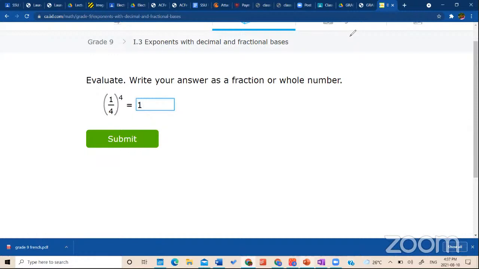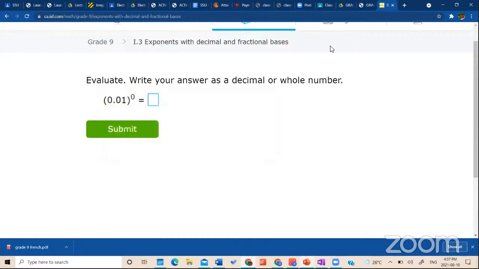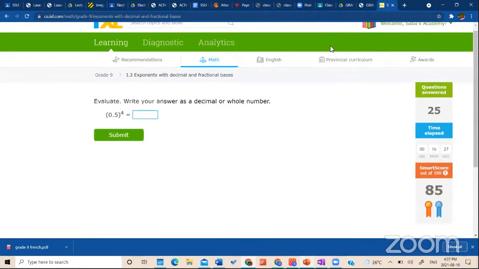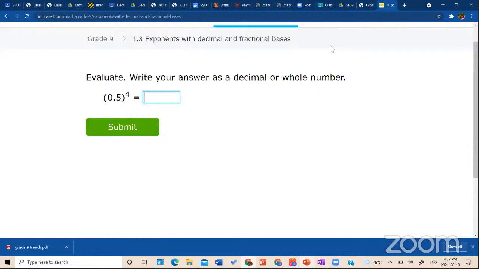1 over 4 to the power 4 is going to be 1 upon 256. Very good. Mashallah. Okay. The next one is going to be 0.0625. Mashallah, very good. Write your answer as a decimal or whole number. 1, excellent. 0.05 to the exponent 4.